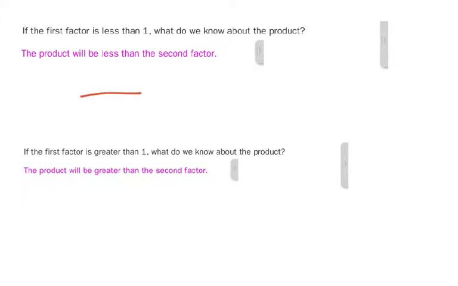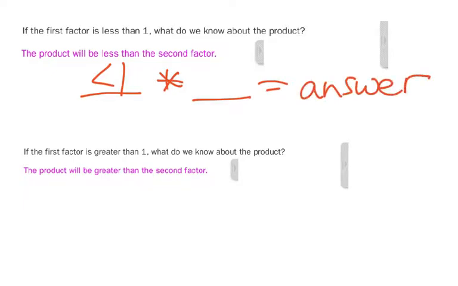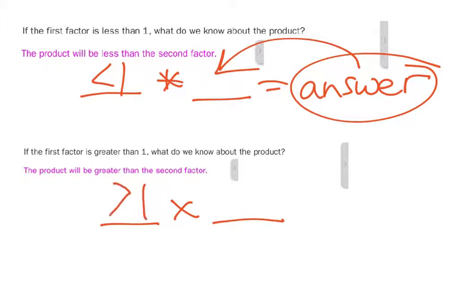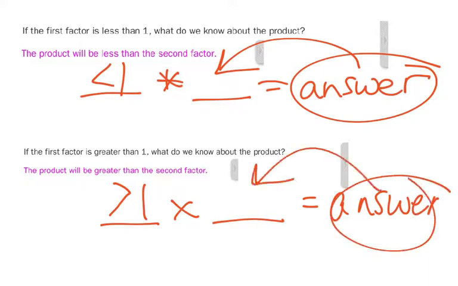If the first factor is less than 1, we know that the answer, or the product, will be less than the second factor. And if the first factor is greater than 1, we know that the answer will be greater than our second factor.